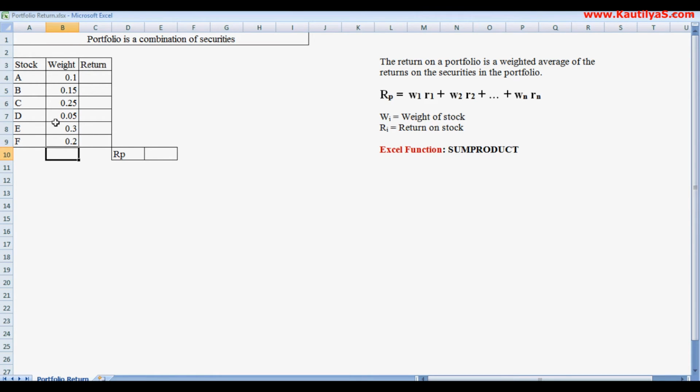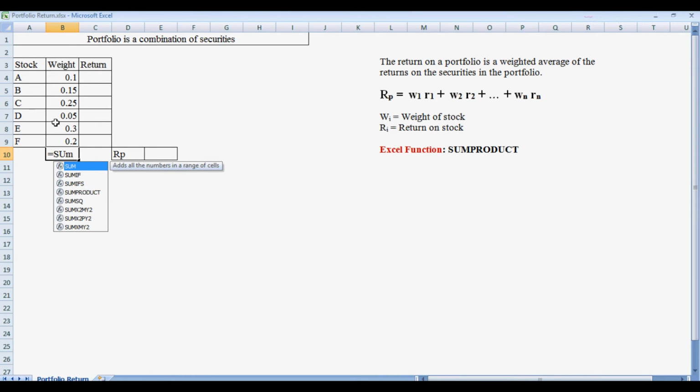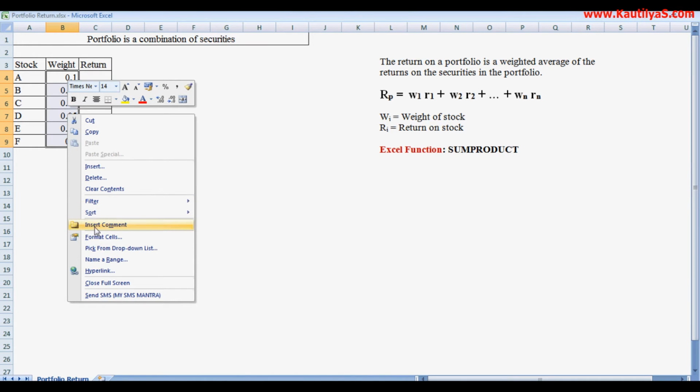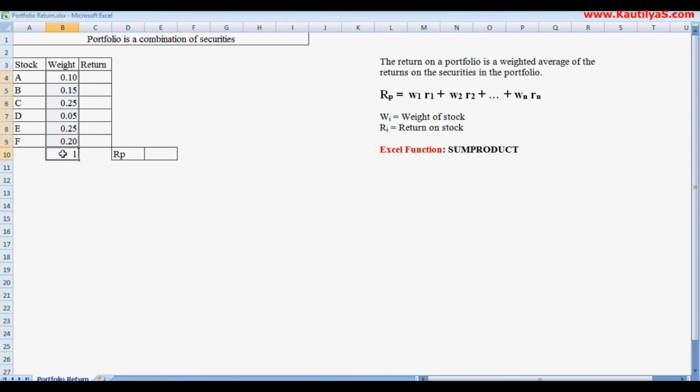So the total weight needs to equal 1. We use the Excel function SUM and see whether it totals to 1.05. It needs to be 1 or less than 1. 1 in the sense of 100%. So the total amount invested needs to be 100% or less than 100%.